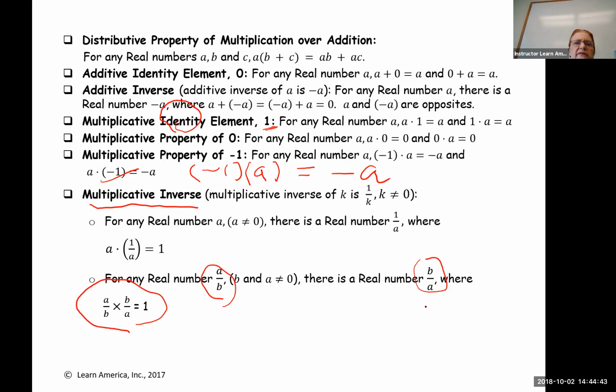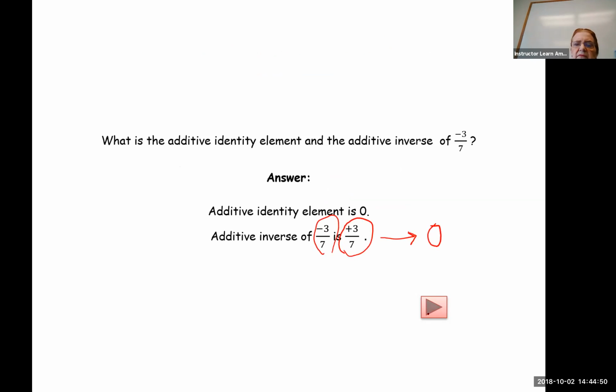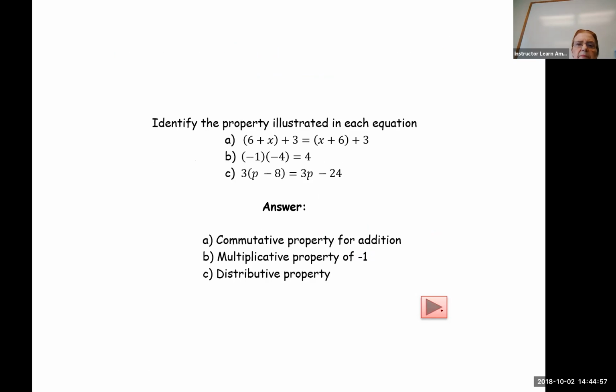Did I go backwards here? I think I did. I think we did this already, right? Yeah.